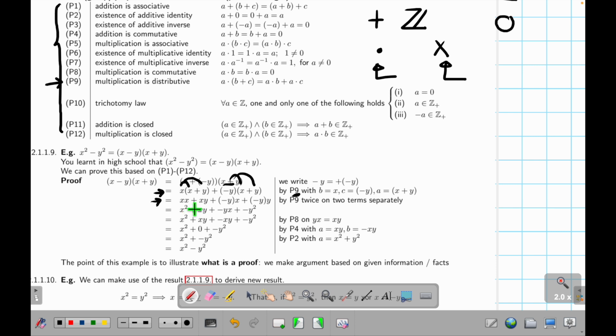Then x times x, I call it x squared. Okay, x times y is just xy. This one, again, negative y is just this. Okay, so I have this, same here. And then now I have negative, so negative goes here, and y, so I have y squared. And then x squared plus xy minus xy plus negative y squared. The difference is these two terms. These two terms are because of P8: A times B is B times A.